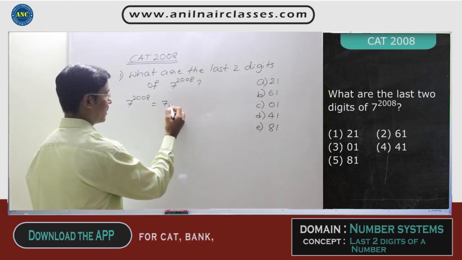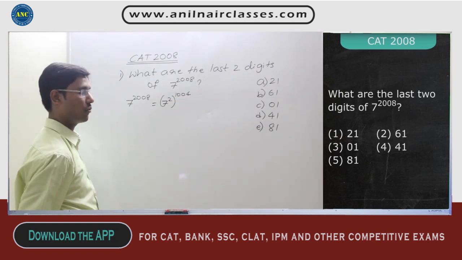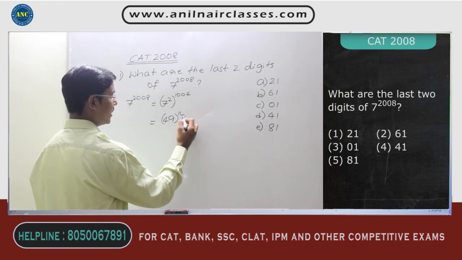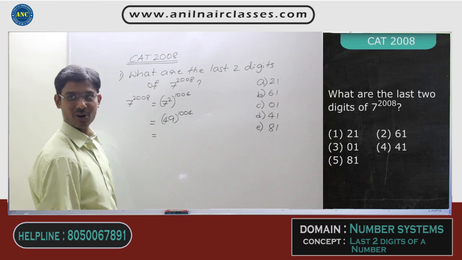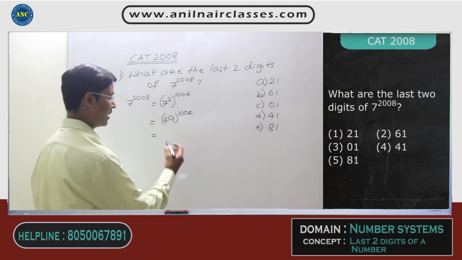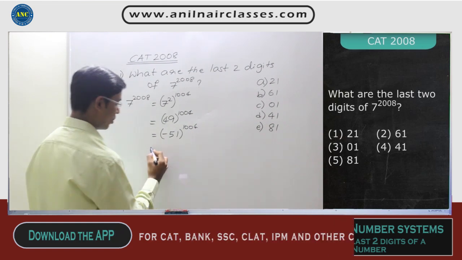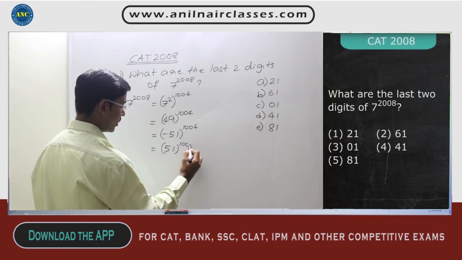Can I write it as 7 square to the power of 1004, right? 7 square to the power of 1004 is 7 power 2008. 7 square is 49. 49 to the power of 1004. 49 negative remainder. We have discussed all these kind of problems in our regular classes. Negative remainder is minus 51. Minus 51 power 1004. Minus power even is positive. It is 51 power 1004.